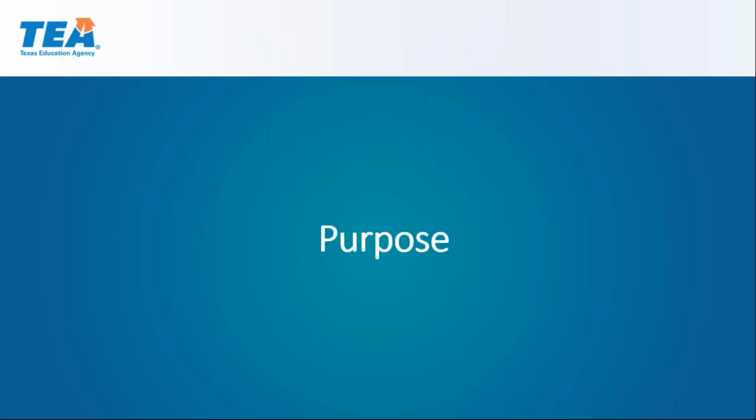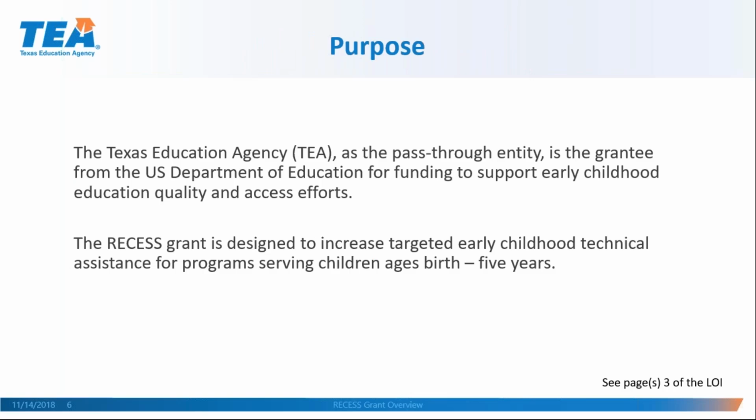We will now discuss the purpose of the Recess Grant. So the purpose, the Texas Education Agency, as the pass-through entity, is the grantee from the U.S. Department of Education for funding to support early childhood education quality and access efforts. The Recess Grant is designed to increase targeted early childhood technical assistance for programs serving children ages birth through 5 years.